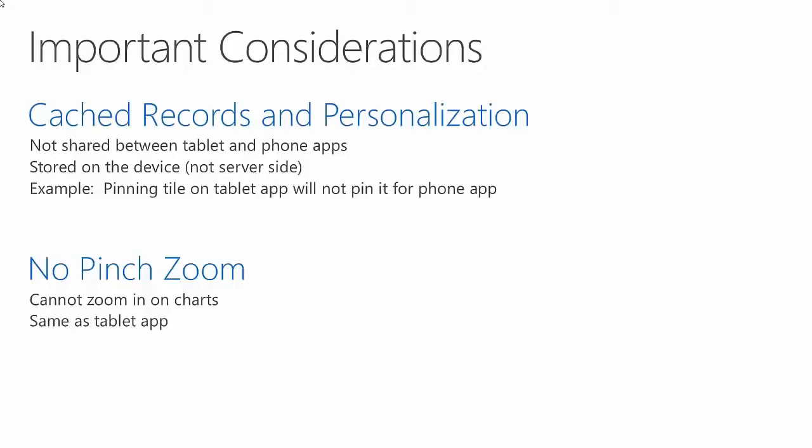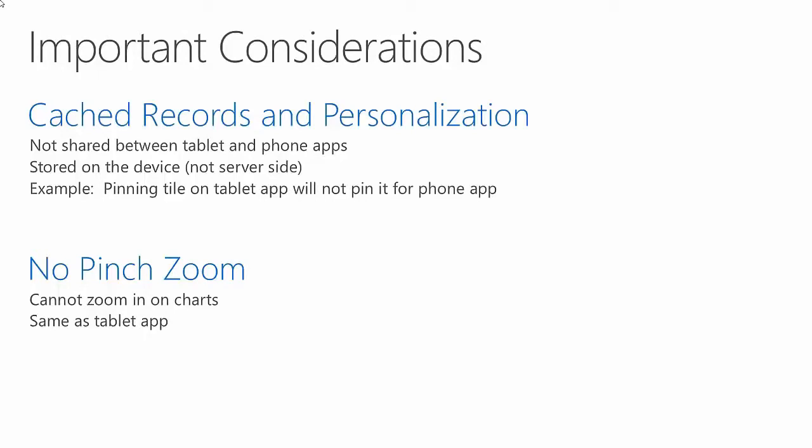Let's review a couple important considerations to keep in mind. One is related to cache records and personalization. If you're familiar with the tablet application, you might be aware that as you're viewing records, it's caching that information on your device so it's available for faster viewing later, and also if you lose your connection and need to work offline, that information is available to view offline, and you can also add new draft records that are child records of those records. So that same offline functionality and caching works in the phone application.